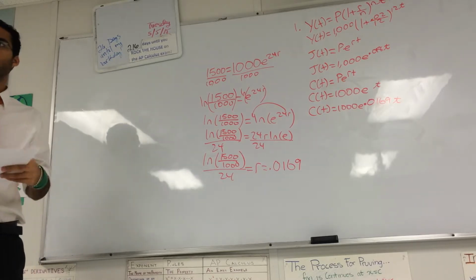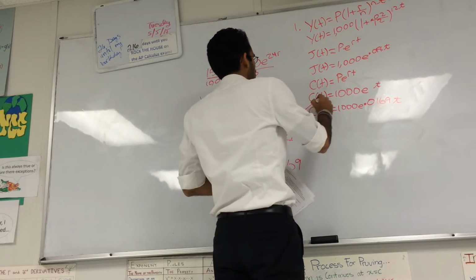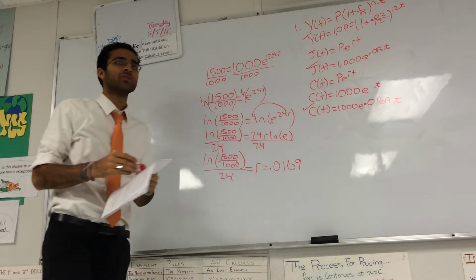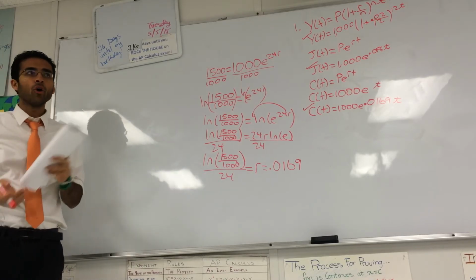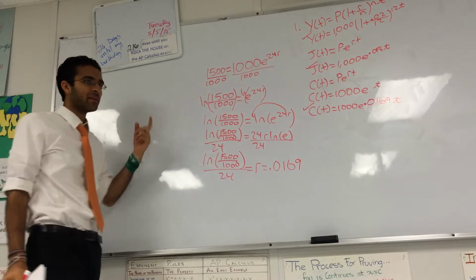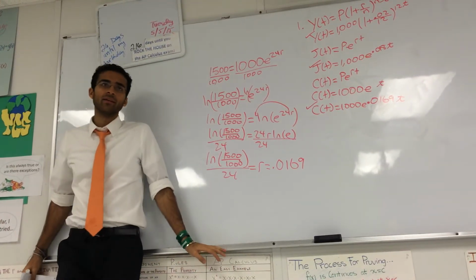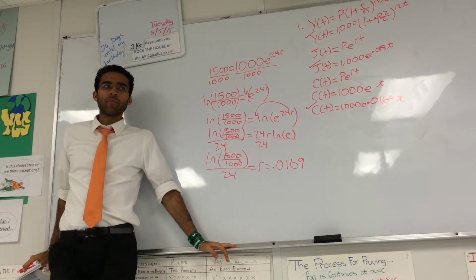Those who are good, let's do B. B says graph these three. So I got my three equations, 1, 2, and 3. It says graph the three of those to see which one gives us the most money. I hope some individuals can already eliminate one bank. One bank is clearly not going to be as good. Very clearly, one bank is out.